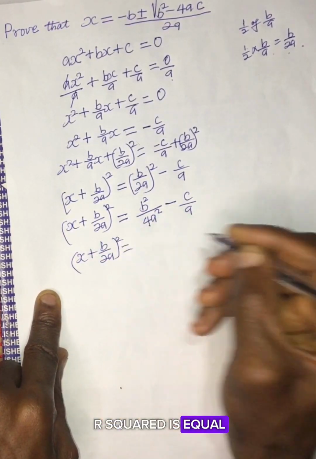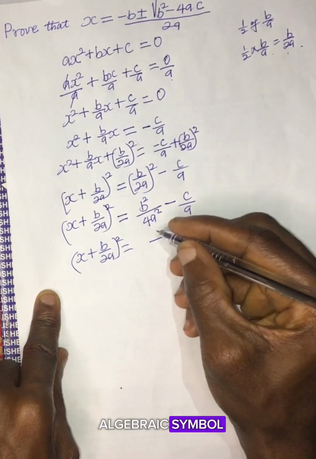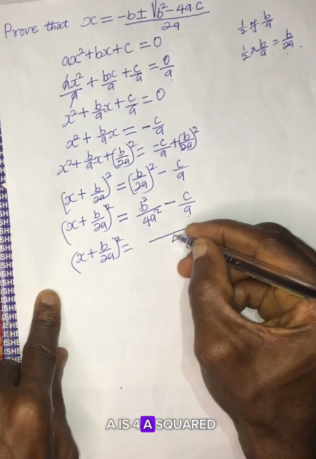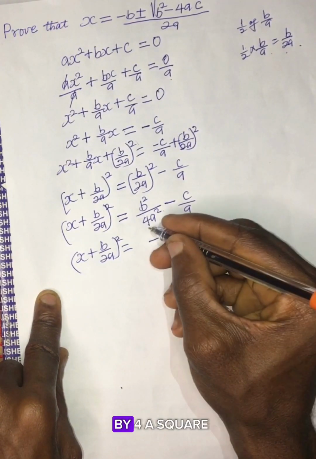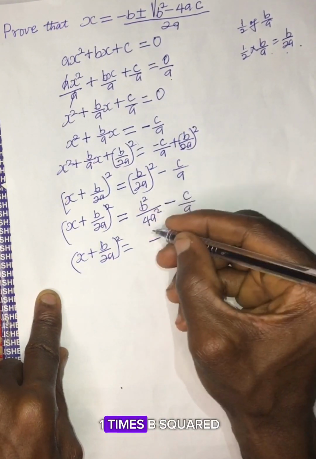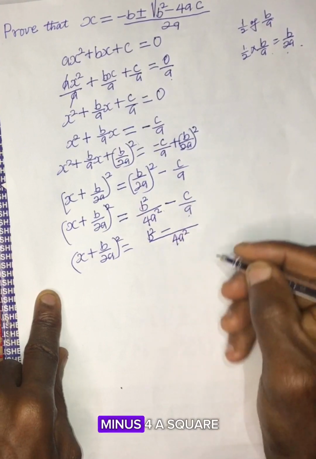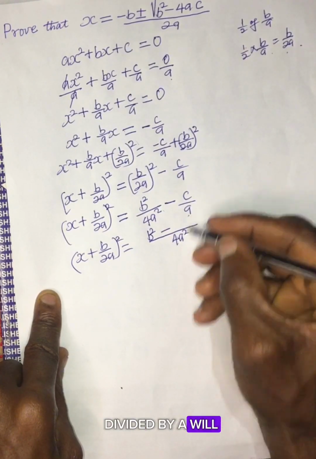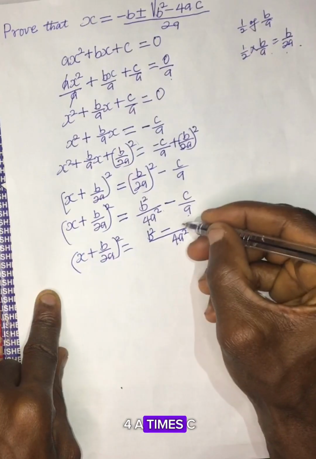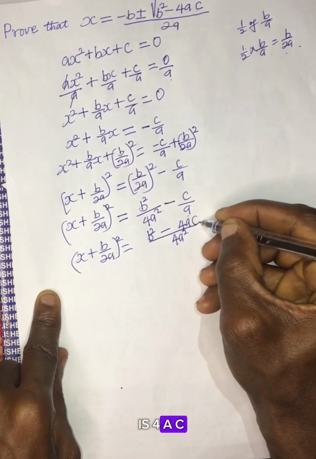All squared is equal to, I'll use the LCM. LCM of 4a squared and a is 4a squared. 4a squared divided by 4a squared will give us 1. 1 times b squared is b squared minus 4a squared divided by a will give us 4a. 4a times c is 4ac.